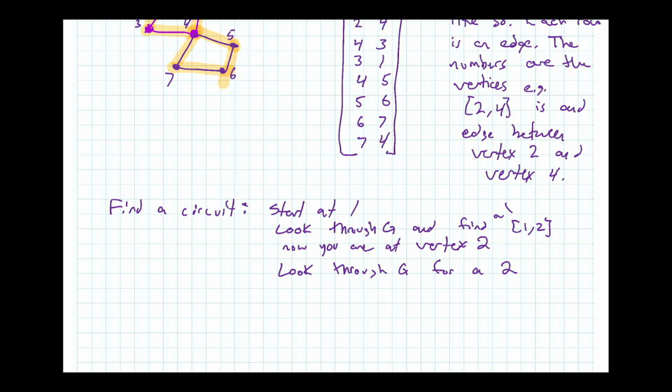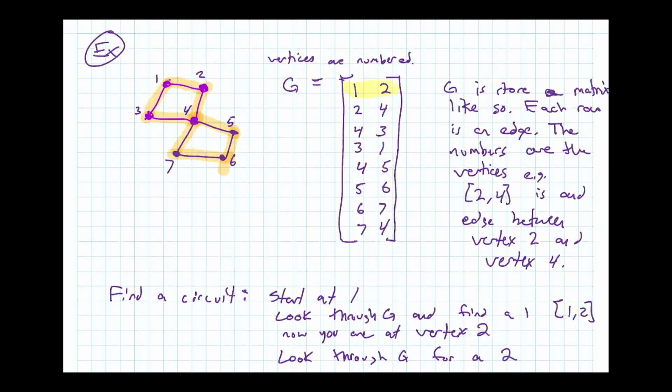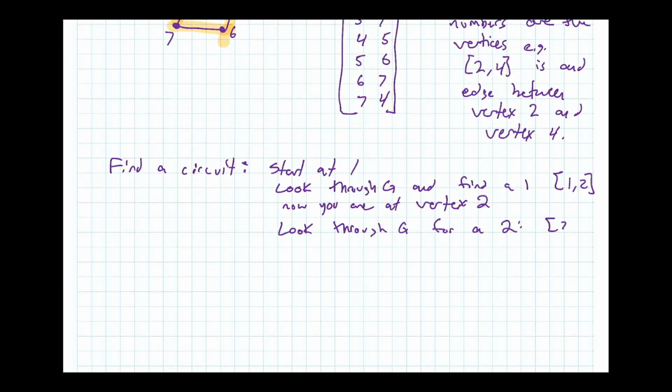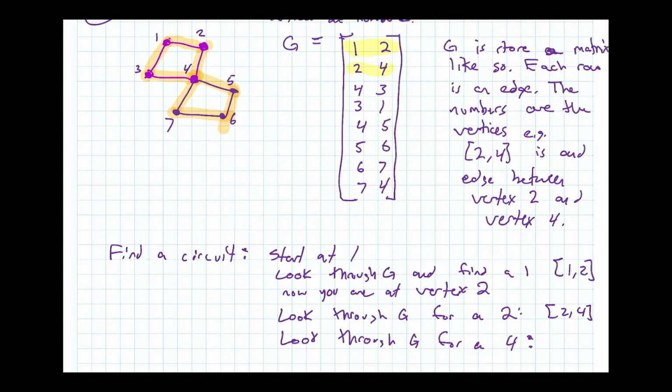So the first time through, you were looking for a 1, right? And we highlighted that. Now you start at the beginning again and you look through here until you find a 2, which you find right away. So you get that. Now you look through G for a 4, right? Because we were coming from 2, so we must be at 4. Of course, that's the next one.